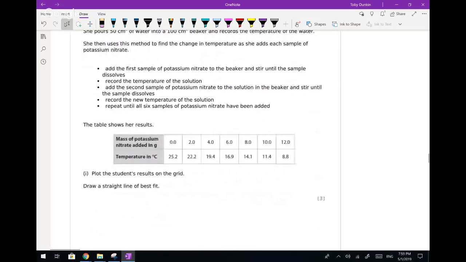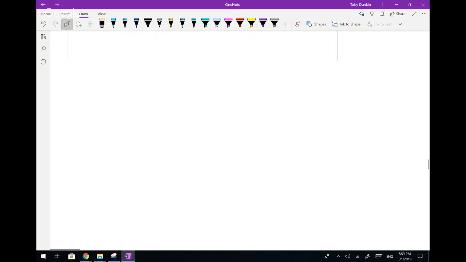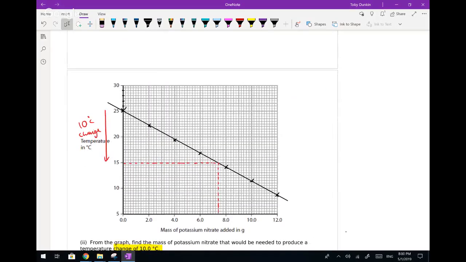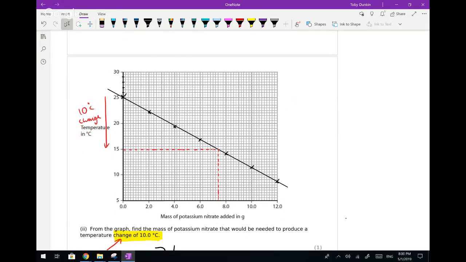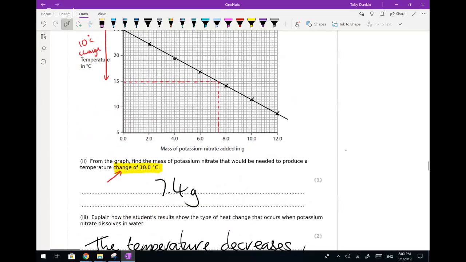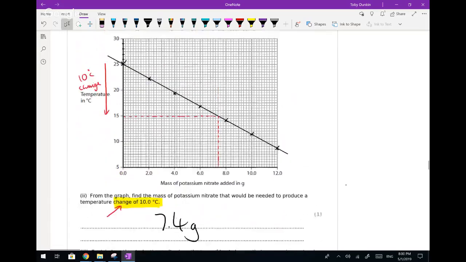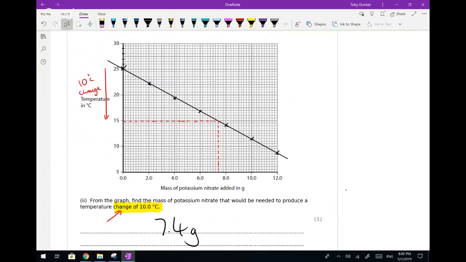Tough. Next, plot the graph. Plot the graph. Draw the line of best fit. Read it off. Not difficult, folks. Change in 10 degrees. Can see how I've done it. I've done the line. Got started at 25. Went down to 10 degrees.